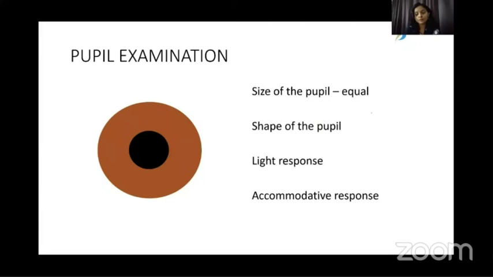One, you look for the size of the pupil, whether both the pupils are equal in size, and then you look for the shape of the pupil, which is usually round and regular. It can be irregular in a number of ophthalmic conditions and a very few neurological conditions as well. And you also look for the light response and the accommodative response. Of course, the size and shape is something that you can examine, or you may also look for subtle changes on a slit lamp examination.